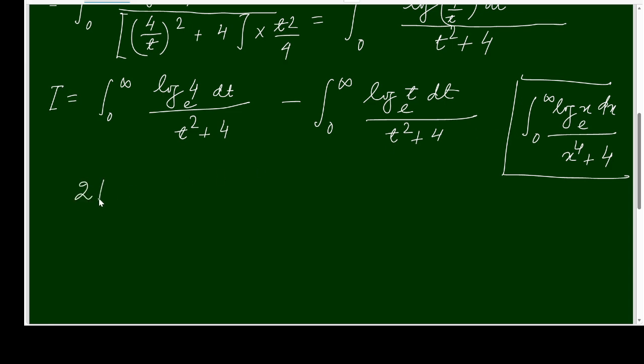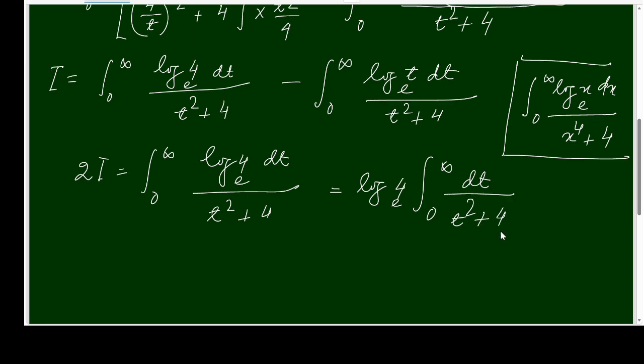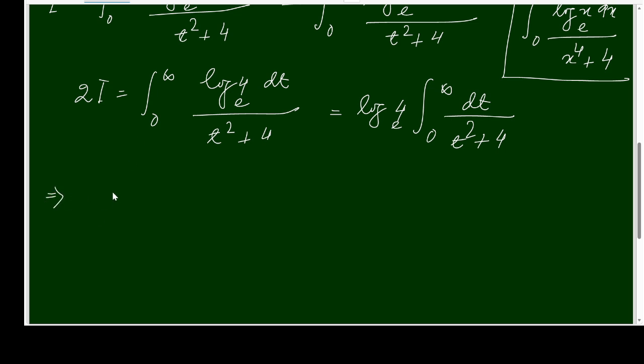So twice I equals 0 to infinity log 4 dt by t square plus 4. Only one integration we have to do. Log 4 I can take outside, 0 to infinity dt by t square plus 4. And we know that this will be tan inverse. So twice I equals log 4 into half tan inverse t by 2.